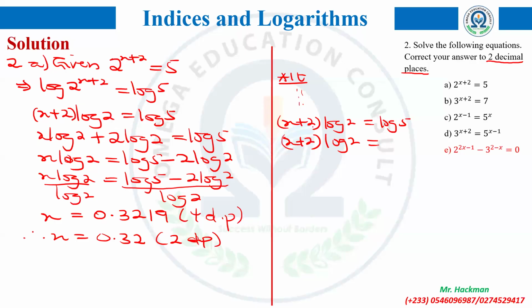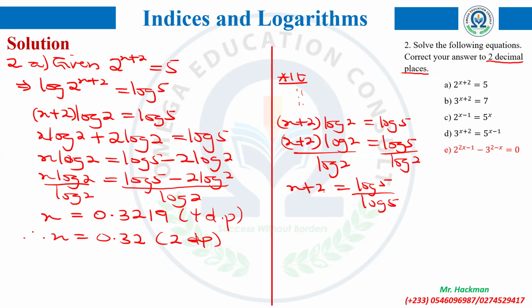So you have a variable factor multiplying a constant factor, and you can always divide by the constant factor. So over log 2, over log 2. Okay, so at this point, we are going to get x plus 2 is equal to log 5, don't approximate now, over log 2.